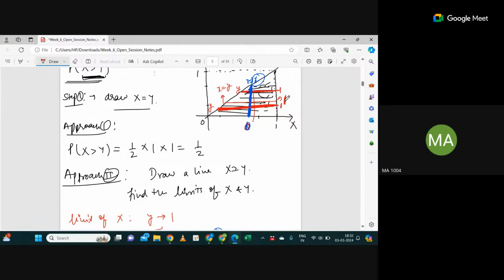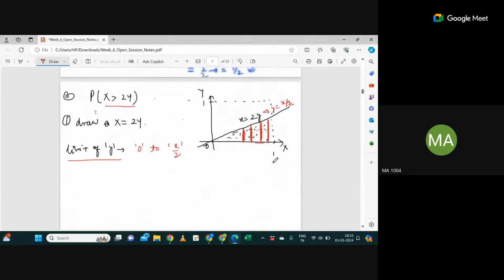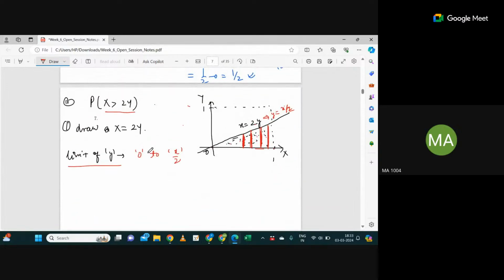Y can be, okay, suppose I'm writing x is here, y to 1, for example. Limit of x is, suppose I'm saying it's y to 1. So y can take any value 0 to 1, right? We can't write 0 to y, 1 to y, right? Suppose y is 0.2. So can we write this one? No, right? Are you getting? Okay. So here, the limit of y will be 0 to x by 2. Okay, is this clear? Are you getting the idea?